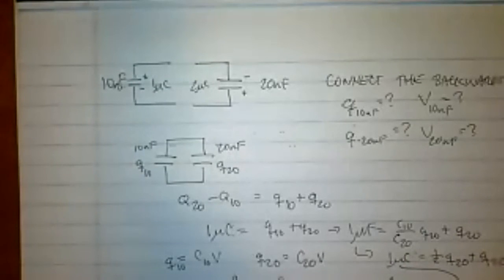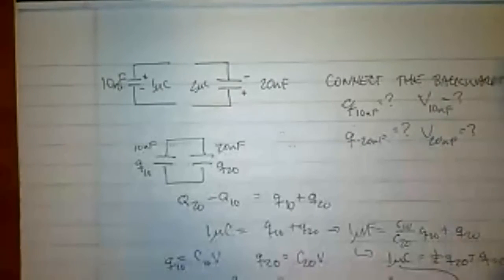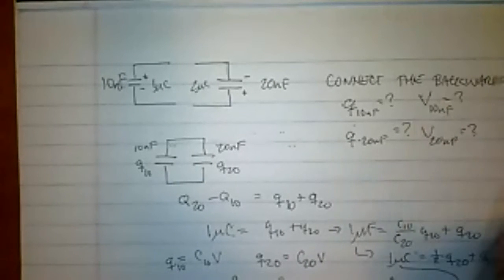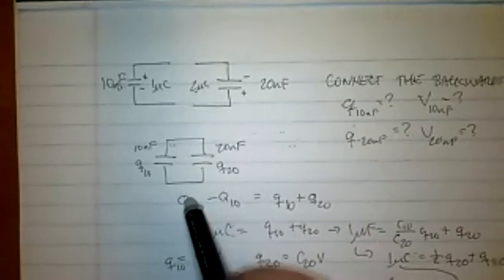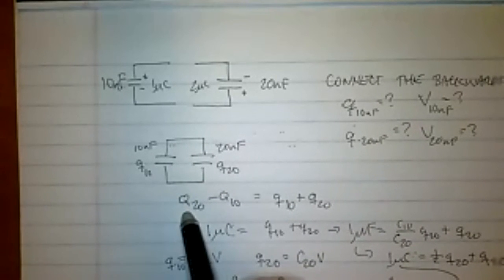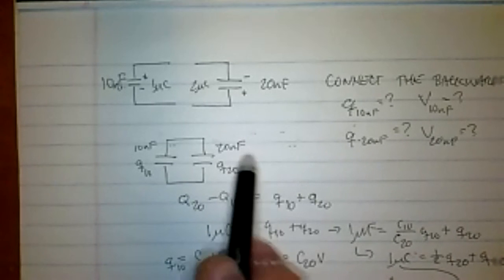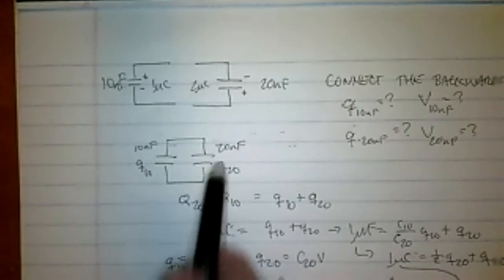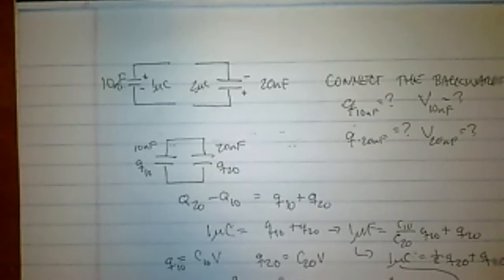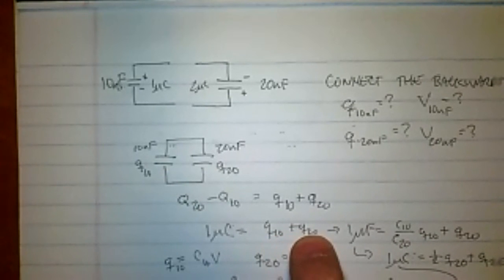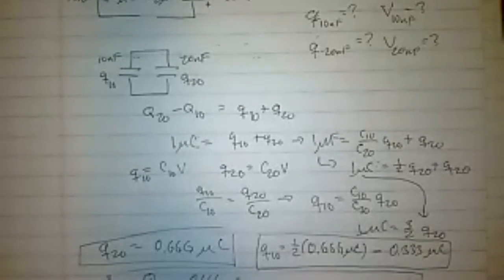We disconnected them very carefully, and then we took them and reconnected them backwards. Conservation of charge dictated that I couldn't just destroy any charge. So the +2 microcoulombs canceled out one of the microcoulombs and left another +1 microcoulomb. That had to distribute itself in such a way that Q10 plus Q20 was equal to that 1 microcoulomb. So that's why I set Q10 plus Q20 equal to 1 microcoulomb.